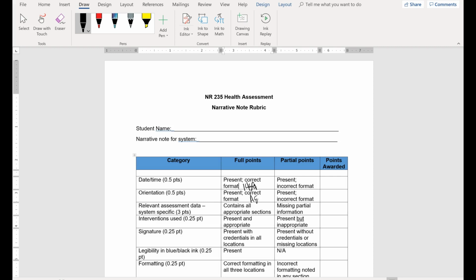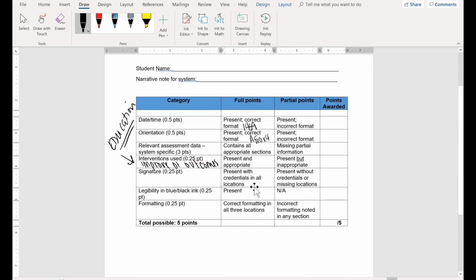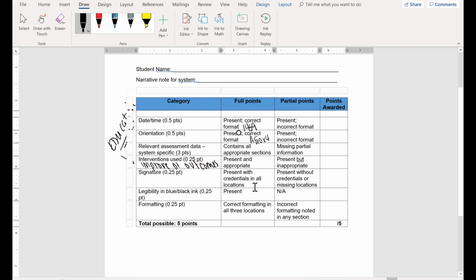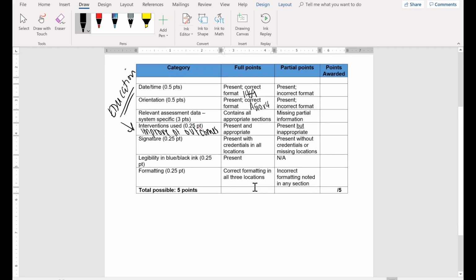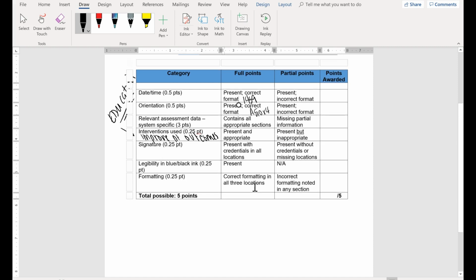Orientation is alert and oriented times 4. We want to know if they're an accurate source. We'll talk about that more. We're looking for all of the appropriate information. An intervention is something we do to improve patient outcomes, anything that we can do. So we can provide education. This is my favorite one. I love education, if you can't tell. So provide patient education. You want to make sure that you get your signature on there, the legibility in blue and black ink. You want the formatting to be correct, and then it is worth a total of 5 points.